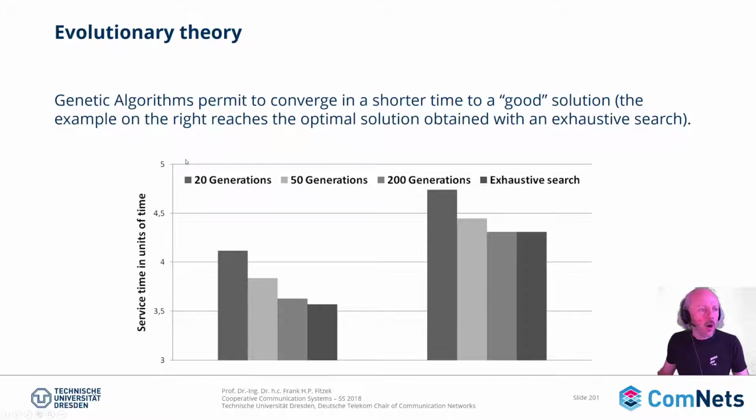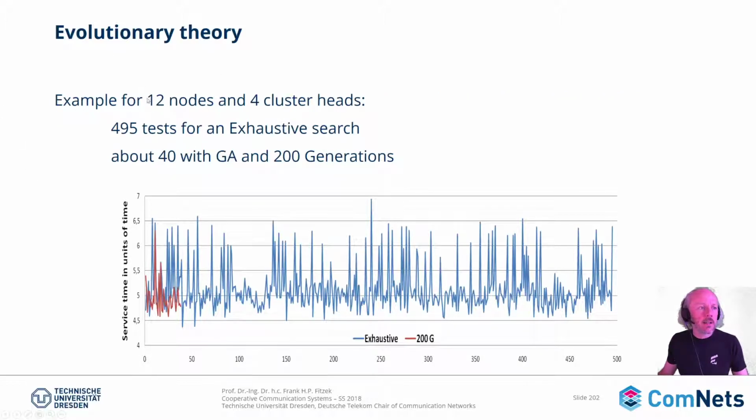and then moving up to a sub-optimum. Okay, here you see what if you have, for example, 12 nodes and 4 cluster heads. We would need 500 tests for an exhaustive search. That will take a while, the blue line here. Or we only need 40 tests with a genetic algorithm, right? Testing out 200 generations. So you see, that's faster, right?